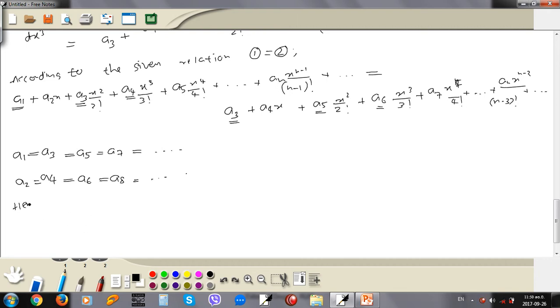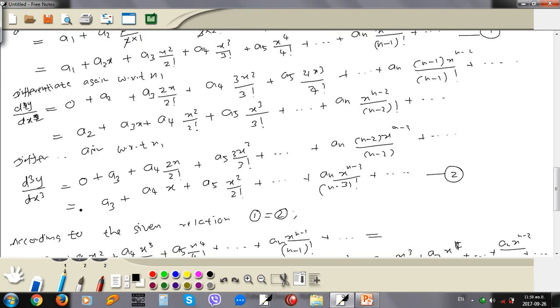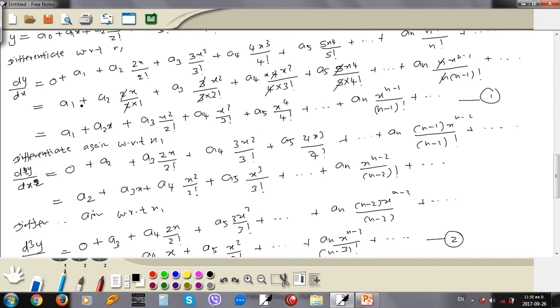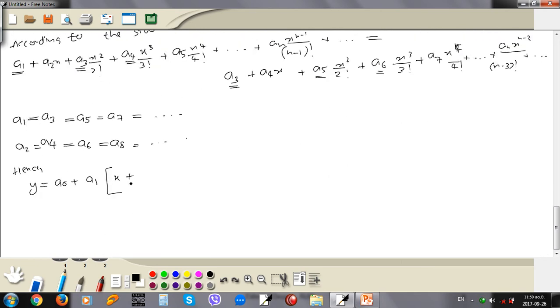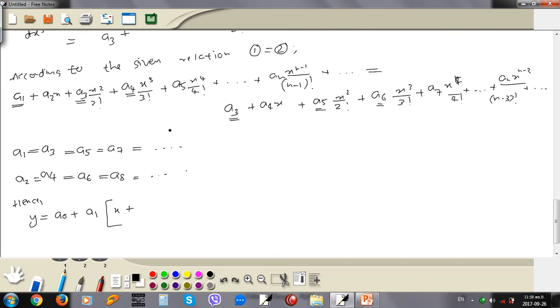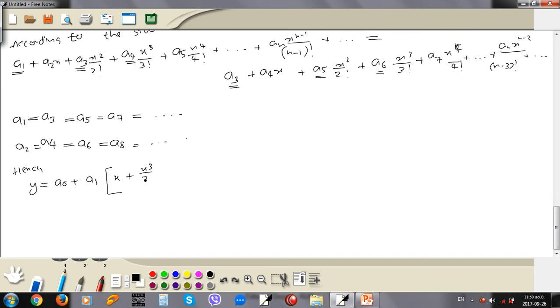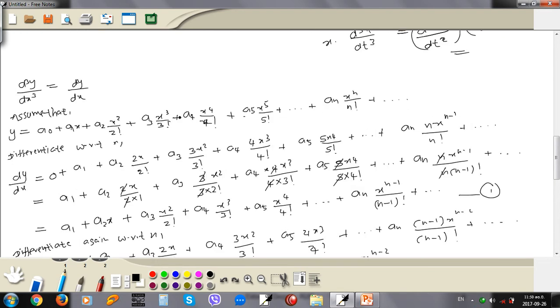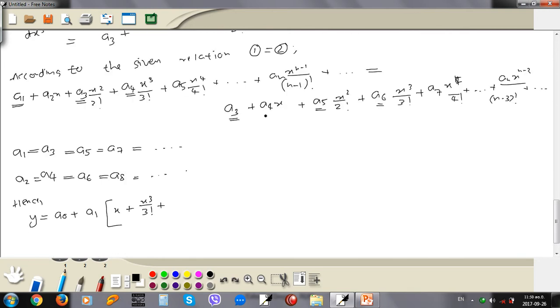Hence we can write y equals a naught plus a1 times x, then a3 means x cube over factorial 3, plus a5 means x5 over factorial 5. Now you can see the pattern, it goes up to infinity.